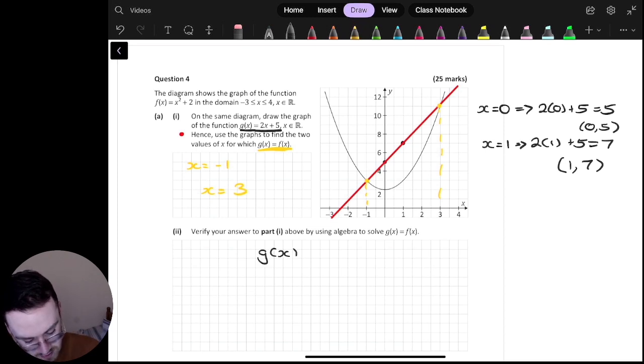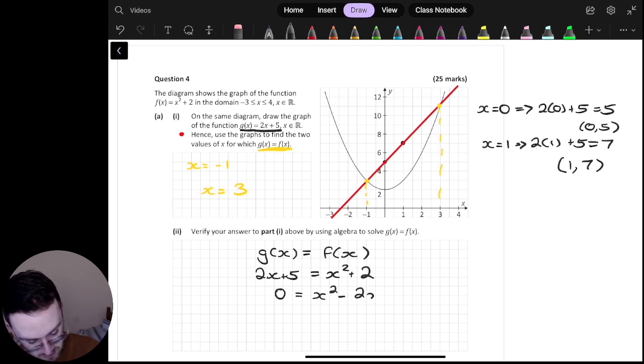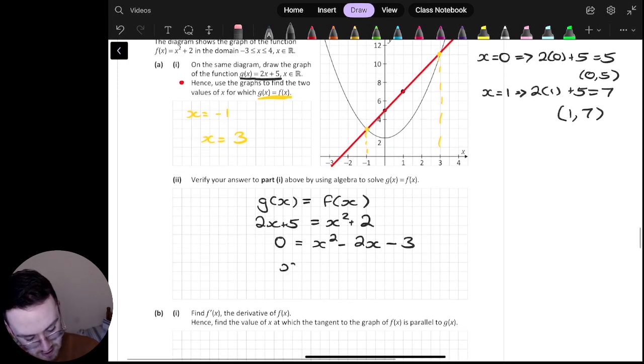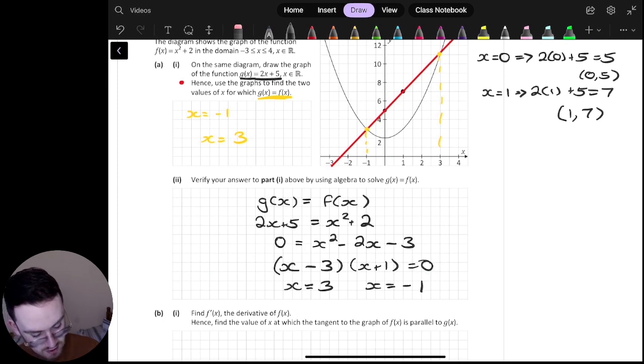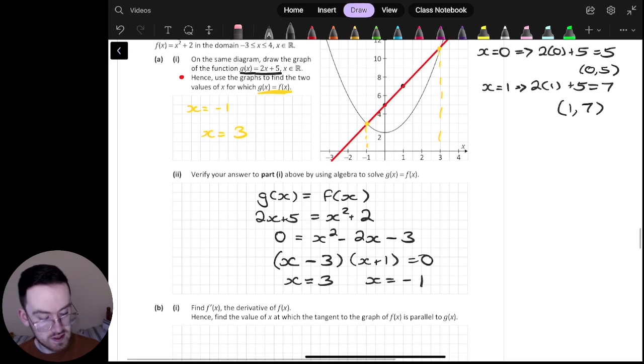So g of x equals f of x. 2x plus 5 equals x squared plus 2. I can bring everything to one side, so I suppose add or subtract it from both sides. That gives x squared minus 2x minus 3, which factorizes to x minus 3 and x plus 1. And you could use your quadratic formula there if you were unsure, and you get your two values, and we get the same values that we got from the graph, which is good.